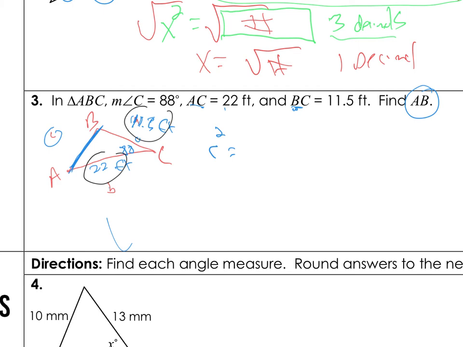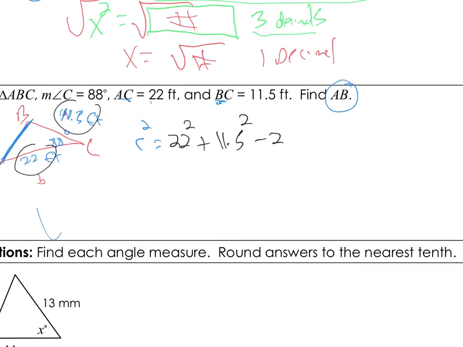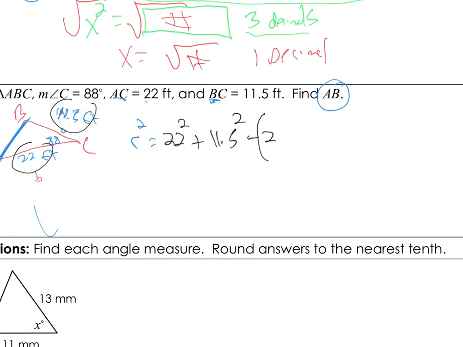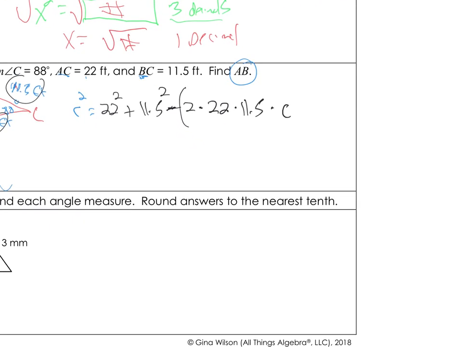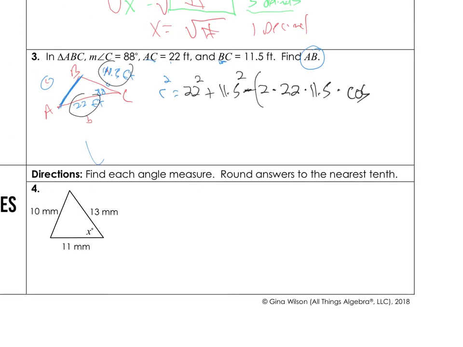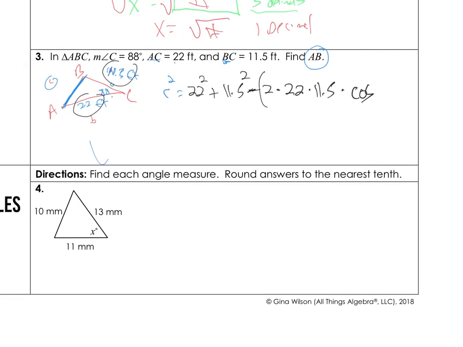That would be 22 squared plus the 11.5 squared minus 2 times, let me put my parentheses there, minus 2 times 22 times 11.5 times one more thing. It wouldn't be the law of cosines without writing cosine of the included angle that I have, which was angle C. Angle C had to be between these two legs, which were A and B. So there it is. The angle is 88 degrees.